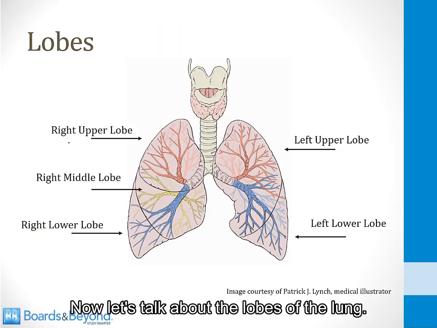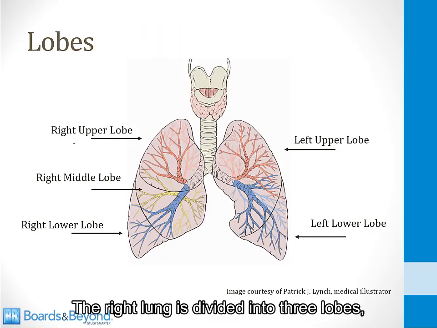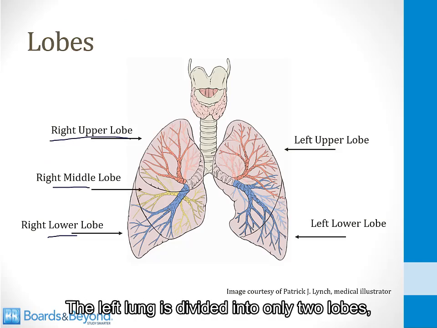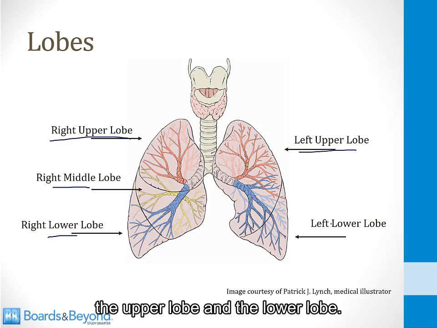Now let's talk about the lobes of the lung. The right lung is divided into 3 lobes, the upper, middle, and lower lobe. The left lung is divided into only 2 lobes, the upper lobe and the lower lobe.